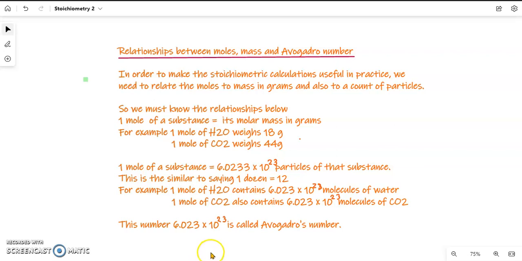Okay, so the number of particles is the same for 1 mole of any substance, but the mass of 1 mole will be different, and so the mass of this particular number of particles will also be different.